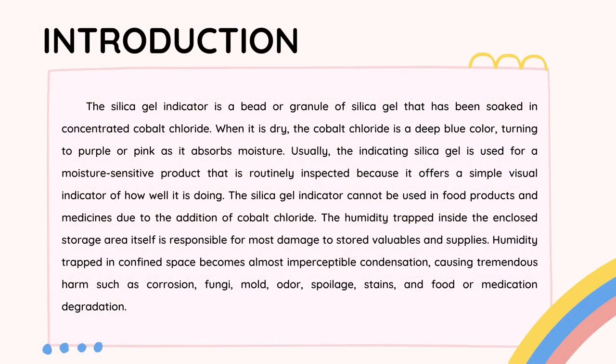Introduction. The silica gel indicator is a bead or granule of silica gel that has been soaked in concentrated cobalt chloride. When it is dry, the cobalt chloride is a deep blue color, turning to purple or pink as it absorbs moisture. Usually, the indicating silica gel is used for a moisture-sensitive product that is routinely inspected because it offers a simple visual indicator of how well it is doing.